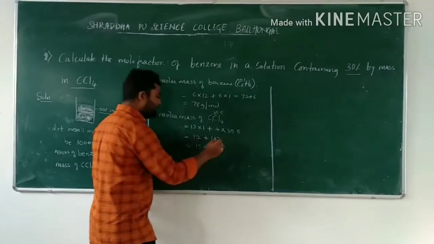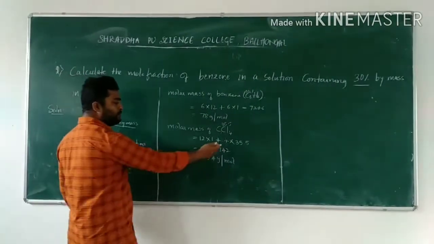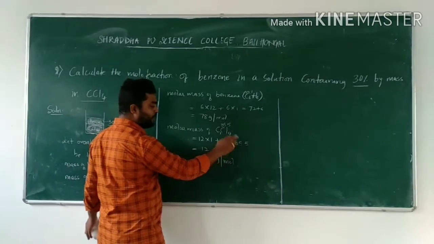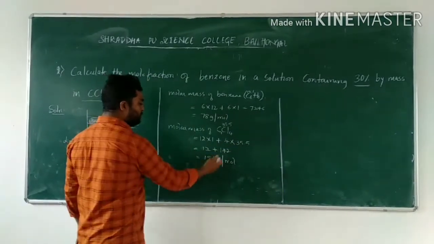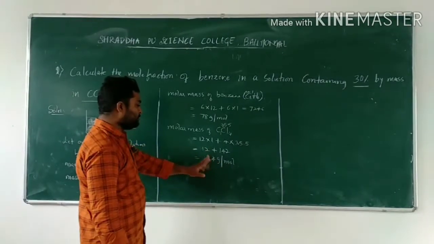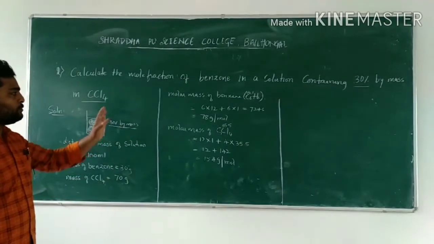154 grams per mole. So 35 into 1 is 35, 2 is 70, 70 into 2 is 140, and 0.5 into 4 is 2. So therefore 142 plus 12 is 154 gram. It is gram per mole. So this is your molar mass.